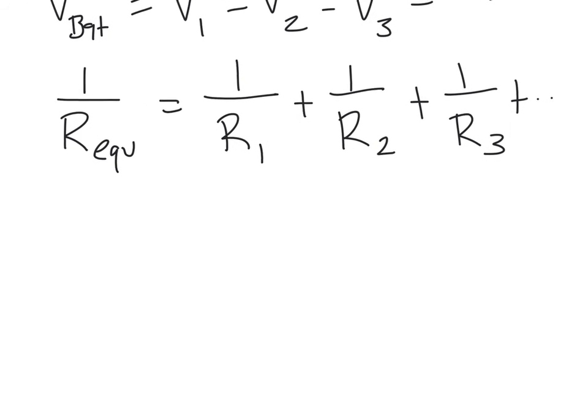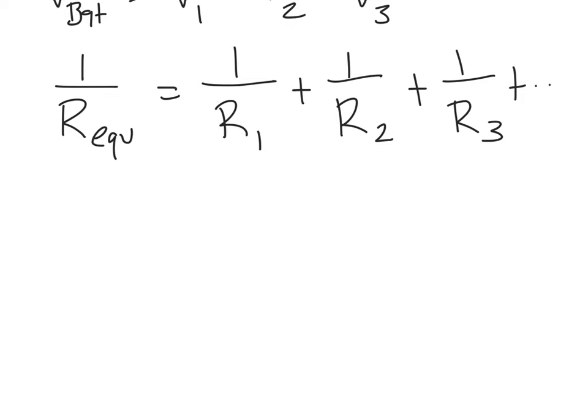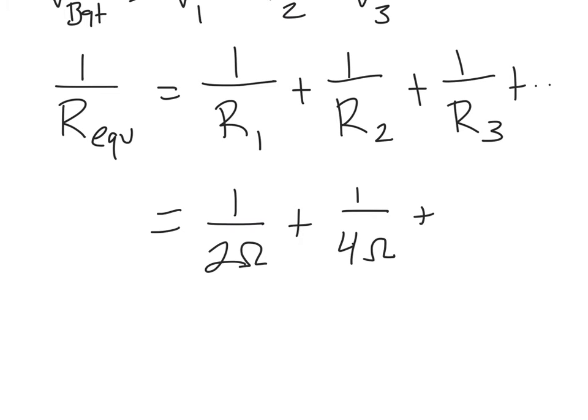So let me see if I can give you an example situation. Let's say resistor 1 had a resistance of 2 ohms. All right, so I would do 1 over 2 ohms. And resistor 2 had a resistance of 3, well, we'll say 4 ohms. Make the fractions a little easier. And say resistor 3 had a resistance also of 2 ohms.